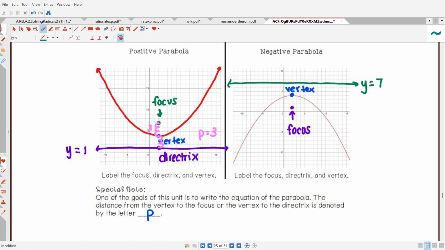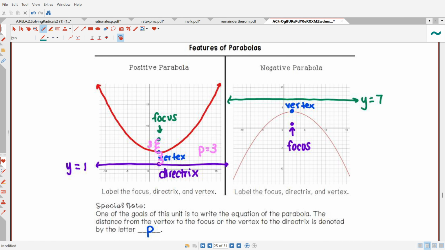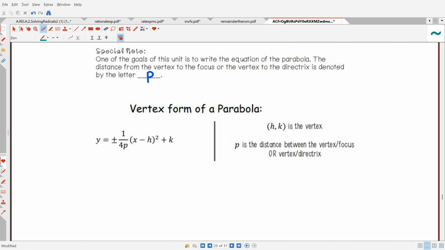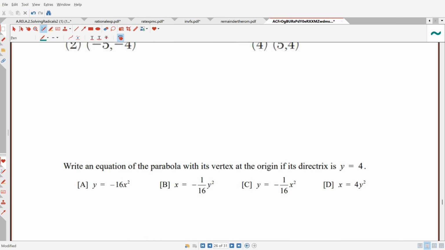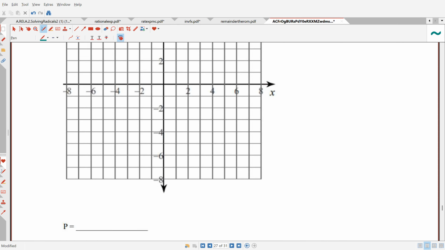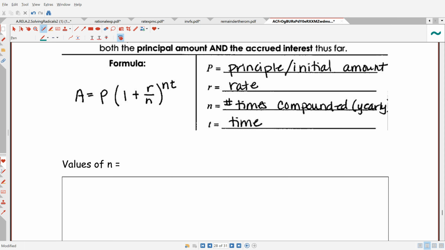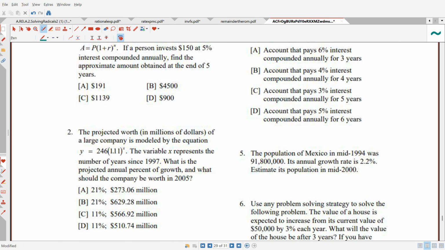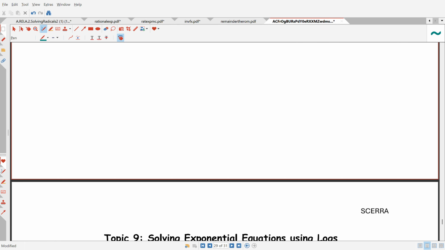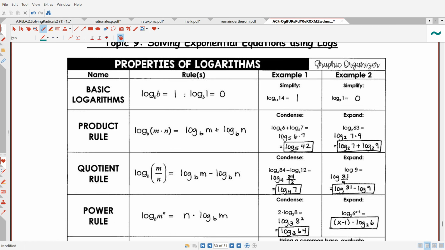Okay. I'm not doing focus and directrix right now because I need time to teach you. But there are like 22 problems, and I gave those problems to everybody in the email.